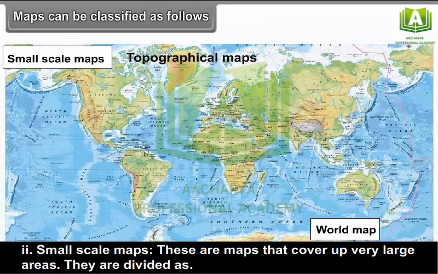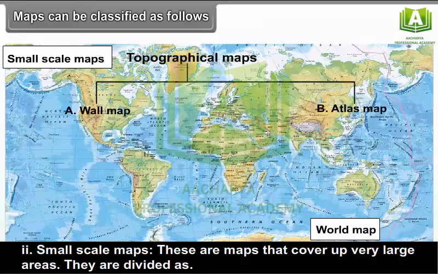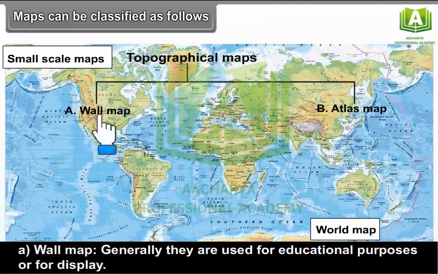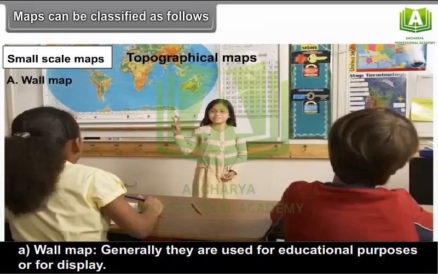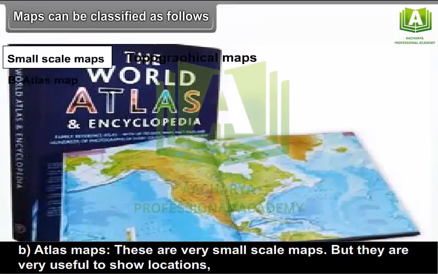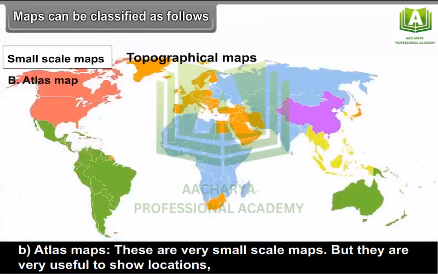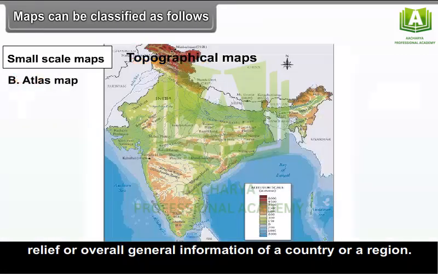Small scale maps. These are the maps that cover large areas. They are divided as wall maps. Generally, they are used for educational purposes or for display. Atlas maps. These are very small scale maps, but they are very useful to show locations, relief or overall general information of a country or a region.